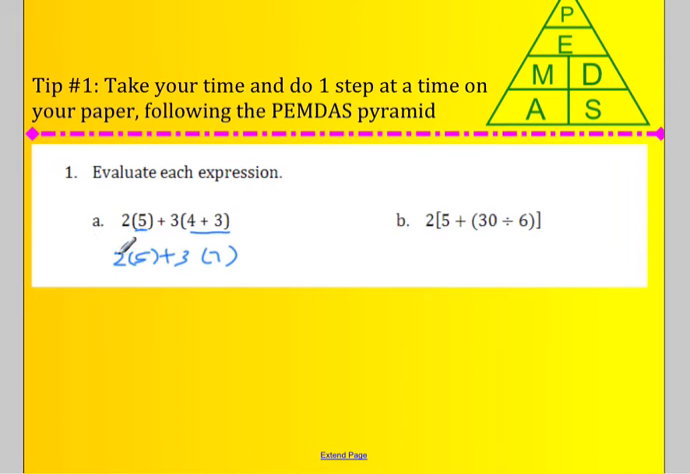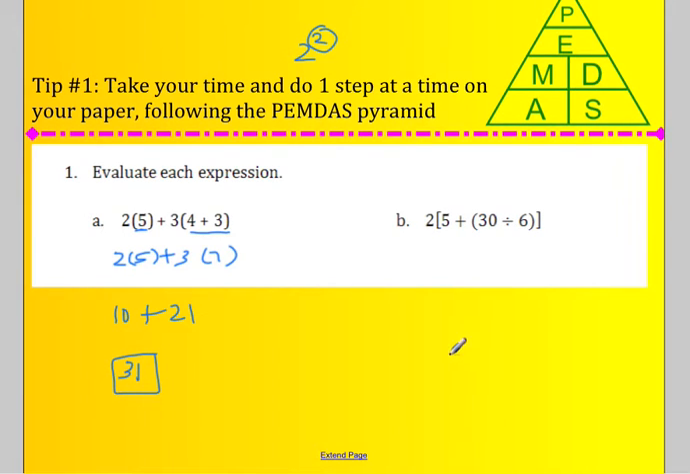It says exponents. Remember exponents, 2 to the second, this 2 makes it an exponent. There are no exponents here. So then I multiply and divide as I look from left to right. So 2 times 5 is 10, plus 3 times 7 is 21. That's taken care of. Now I move to my last step, adding and subtracting. So this gives me 10 plus 21 is 31. There is my expression evaluated.